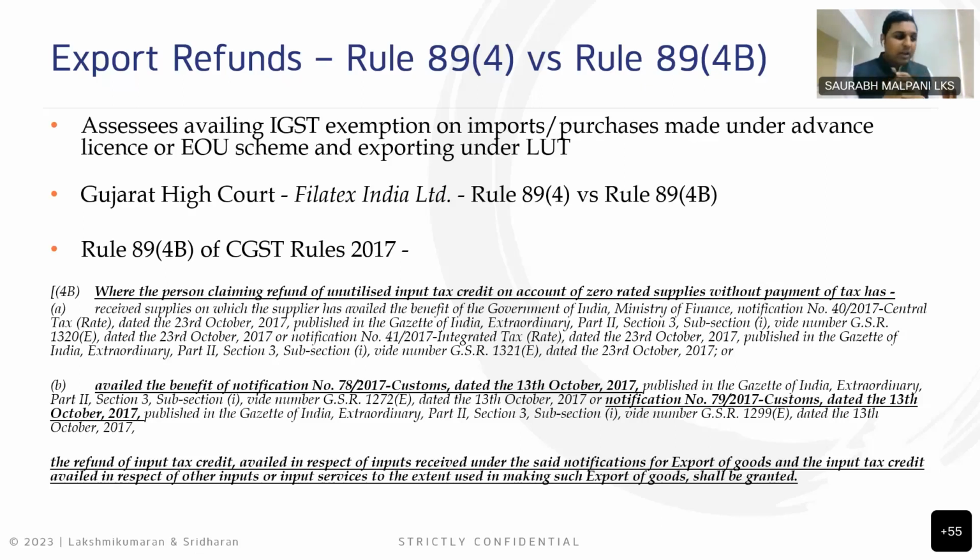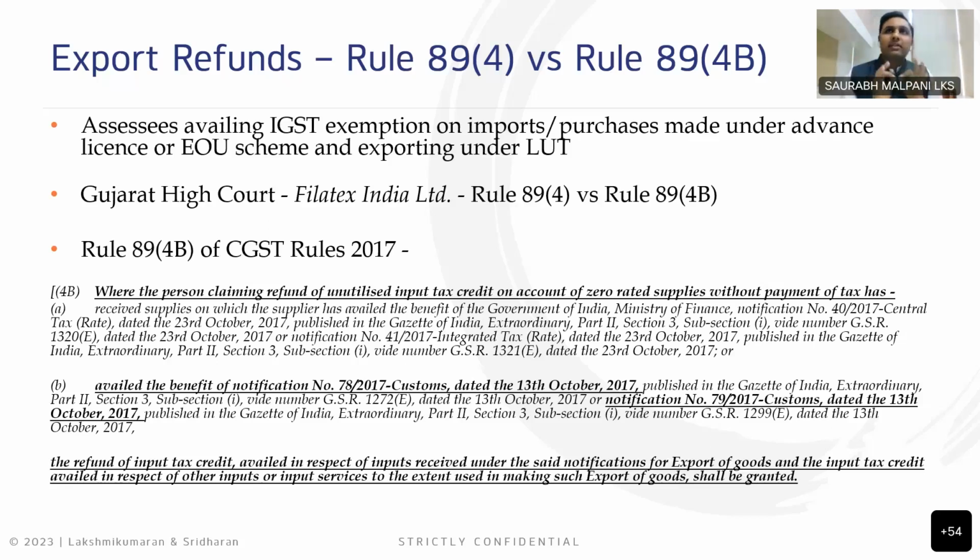Let me explain. If you export without payment of IGST and you go to the department and claim refund, what is the methodology by which the department gives you refund? It is simple. If you have 40% exports in that month, take 40% of the credit which you have availed in that month. If you have 60% exports in that month, take a 60% cash refund. It was a simple formula.